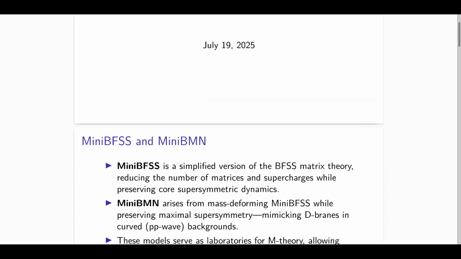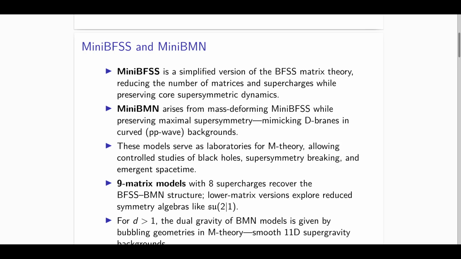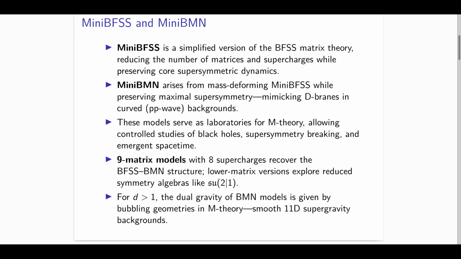The MiniBFSS model is a simplified cousin of the BFSS matrix theory, originally proposed as a non-perturbative definition of M-theory. Unlike its parent, the mini version retains only a subset of degrees of freedom, fewer matrix coordinates, and fewer supercharges, but still captures essential dynamics of supersymmetric quantum mechanics. This simplification allows us to probe deep quantum effects, such as supersymmetry breaking, ground state degeneracies, and dual geometric interpretations, without the overwhelming complexity of the full BFSS model.